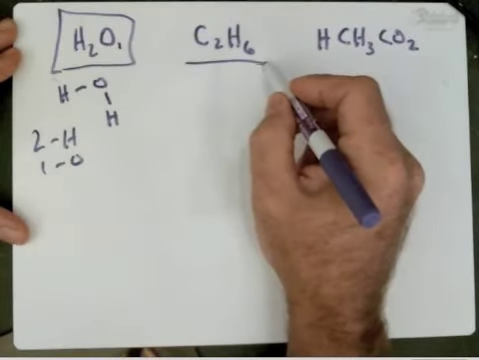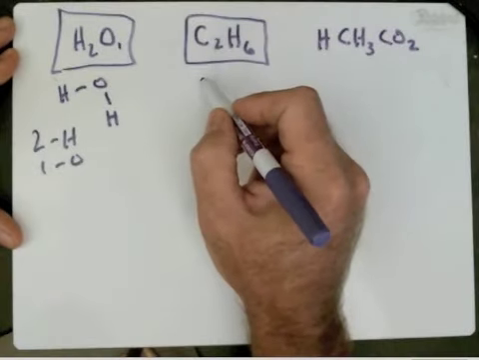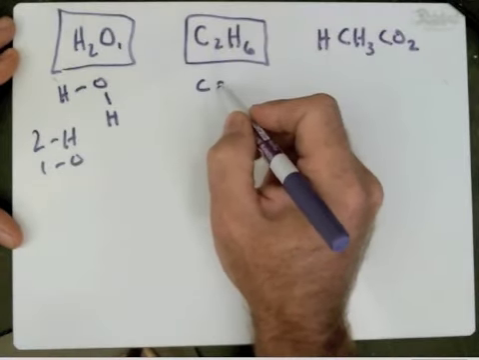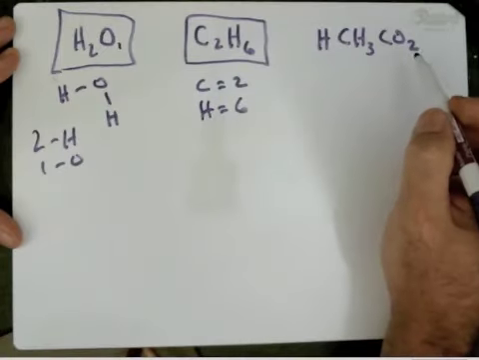This molecule here, C2H6, well, that subscript means there's 2 carbons and there's 6 hydrogens. It can get more complicated.